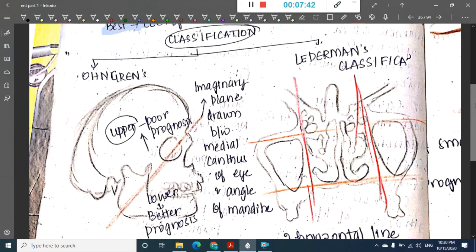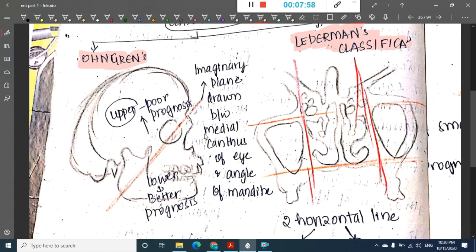we have two different types of classification for maxillary sinus carcinoma. One we call Ogren's classification. Second, we have Lederman's classification. First, Ogren's classification. In Ogren's classification, an imaginary line is drawn between the medial canthus of the eye and the angle of the mandible.